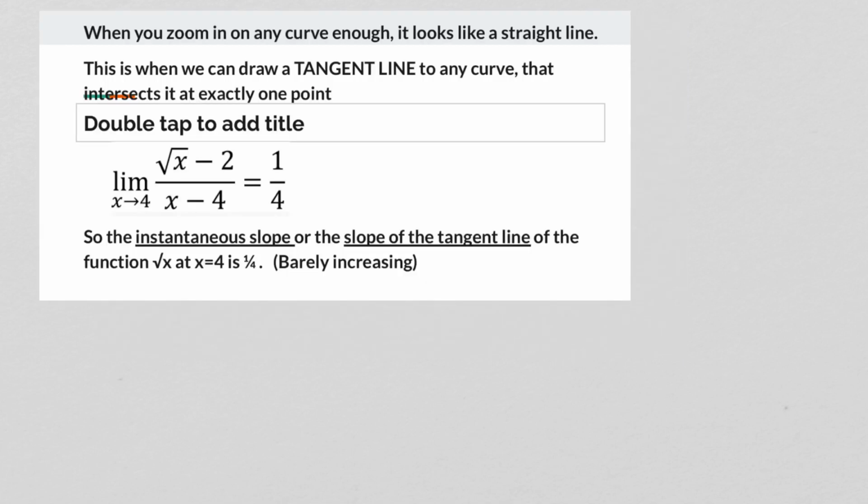So that is a tangent line. When we draw a tangent line to any curve, it intersects it at a point. Now, besides getting the limit for this example, which is a fourth, this is telling us something called instantaneous slope. This is an important new word. It is the slope of the tangent line of the function root x at x equals 4, which is a fourth. So that's barely increasing there. So we're looking at slope now for limits.